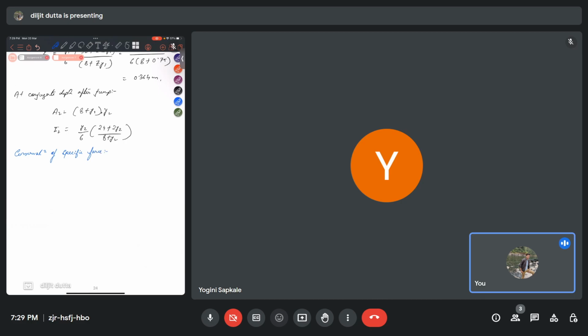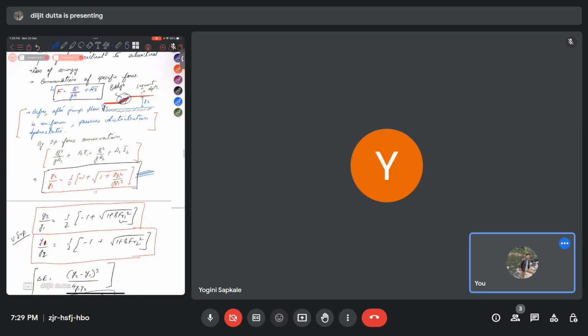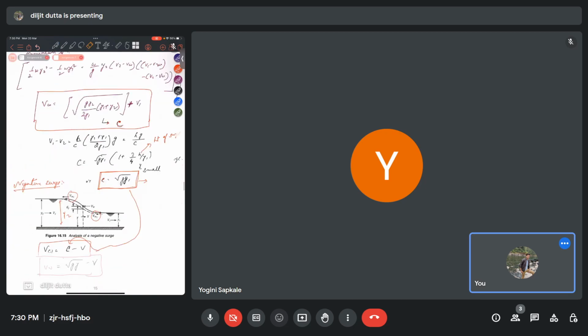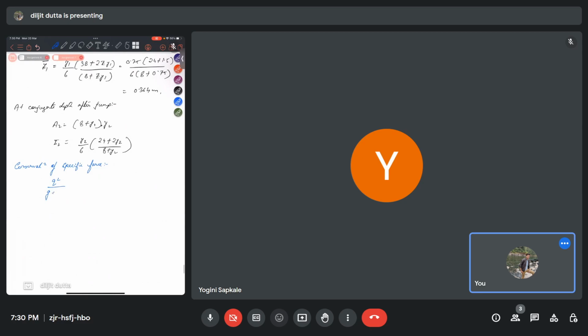So if we conserve specific force, how is the formula given? It is Q squared by gA1 plus A1 z1 bar, equals Q squared by gA2 plus A2 into z2 bar.